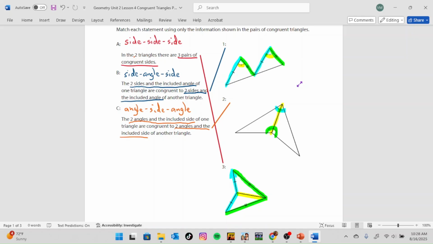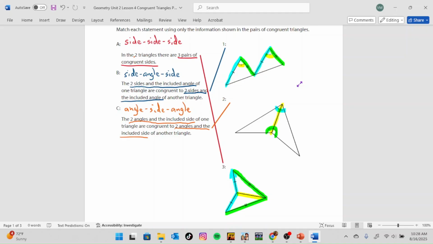So hopefully this coloring makes sense, and hopefully you have a better understanding of side, side, side, the example in number 3, side, angle, side, the example in number 1, and angle, side, angle, the example in number 2. But if you do still have any questions, please feel free to leave a comment below.